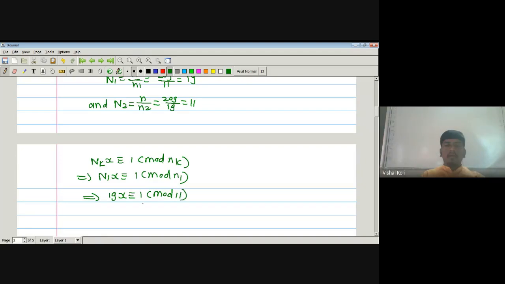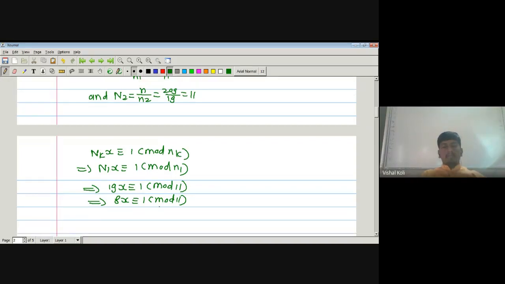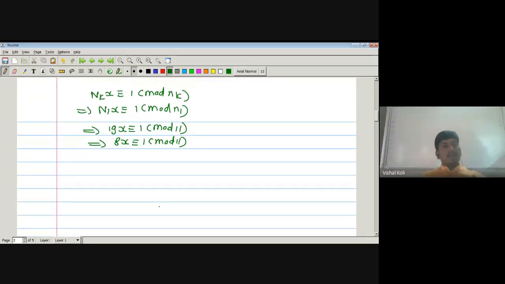But the value of 19 over modulo 11 is nothing but 8x congruent to 1 modulo 11. Now, whether x equal to 1 is a solution of the given system of linear congruences? No. 8 minus 1 is not divisible by 11. What about 16 minus 1? 15 is not divisible by 11. 8 into 3, 24 minus 1, 23, which is again not divisible by 11.